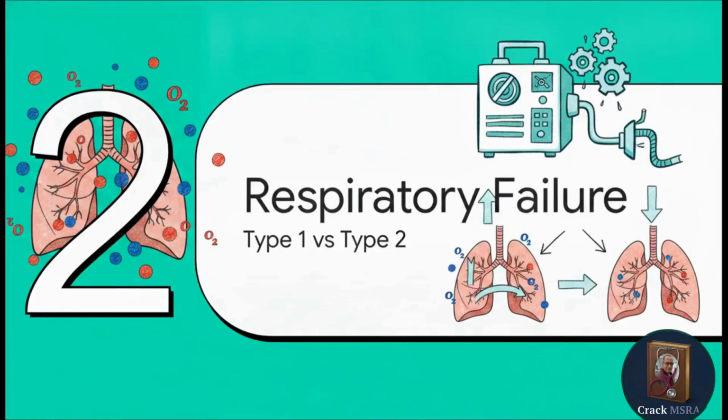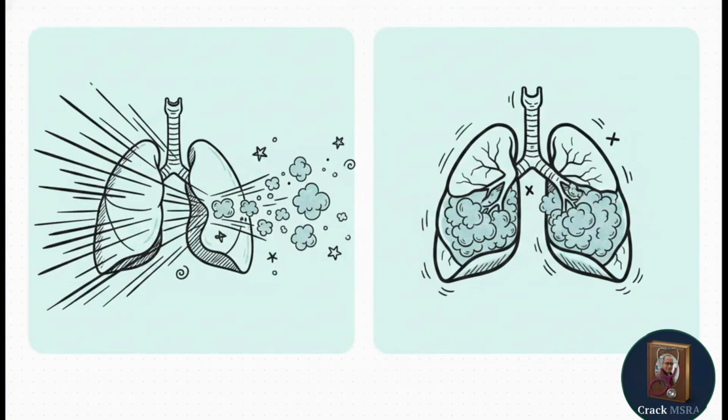Moving right along to Section 2, Respiratory Failure, Type 1 versus Type 2. The critical divide between these two failures really just comes down to your ventilatory pump. Type 1 leaves that pump totally intact. This actually causes low CO2 because the patient starts hyperventilating. Type 2, on the other hand, is a total ventilation failure, trapping that toxic waste gas inside.